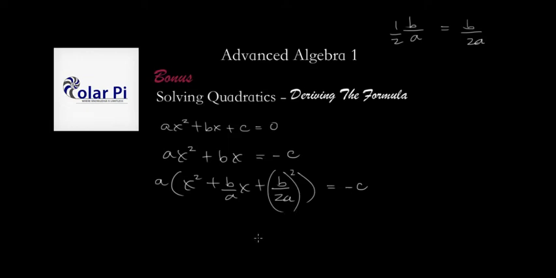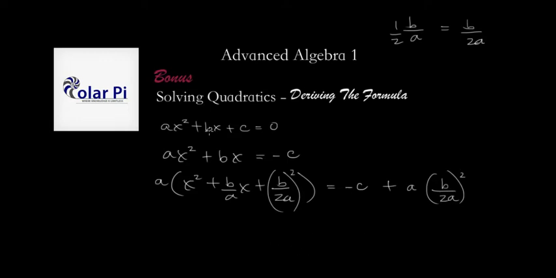Okay, cool. But wait, now we changed this left side. It's no longer the same as this, right? And how did we change it? We added this times that. Remember, this a in front of the parenthesis multiplies all three of these terms. So we didn't just add this, we added this times that. So we just add a times b over 2a all squared.